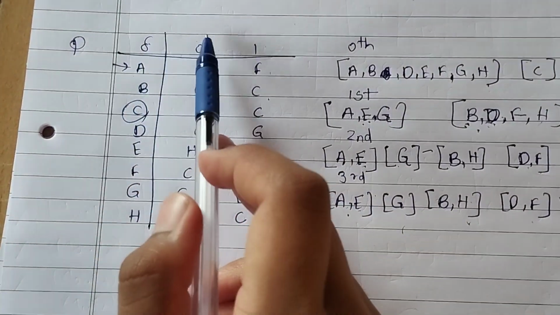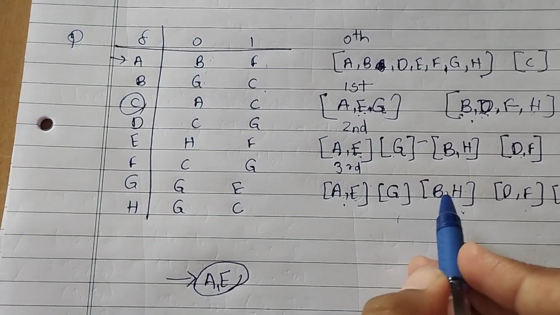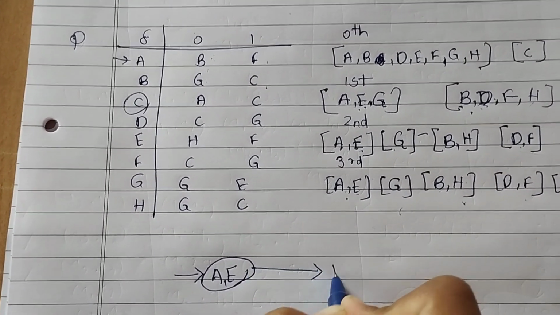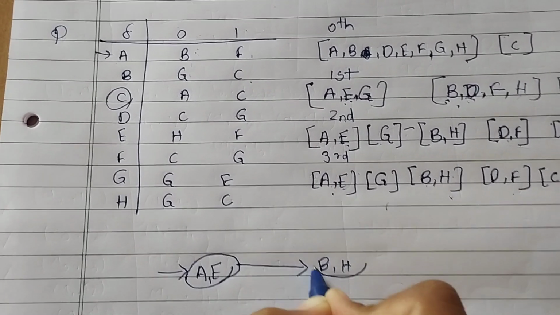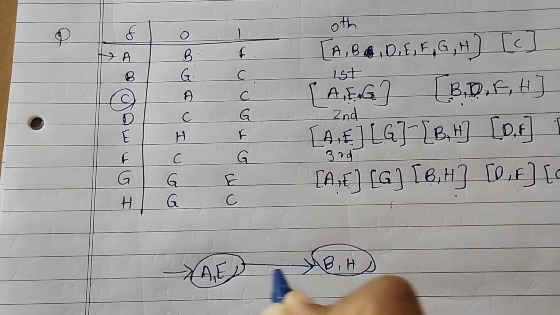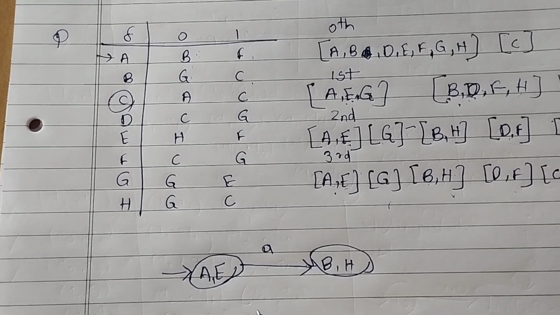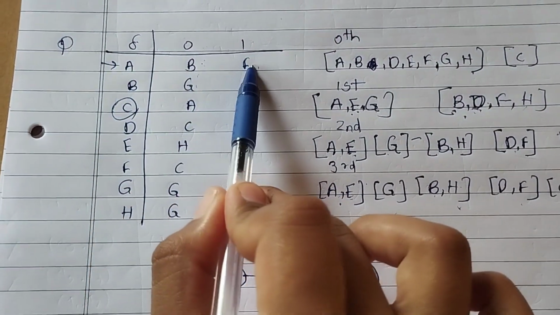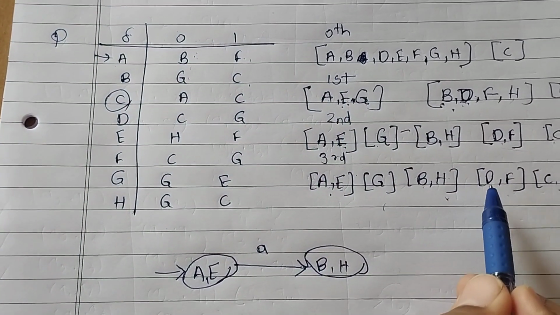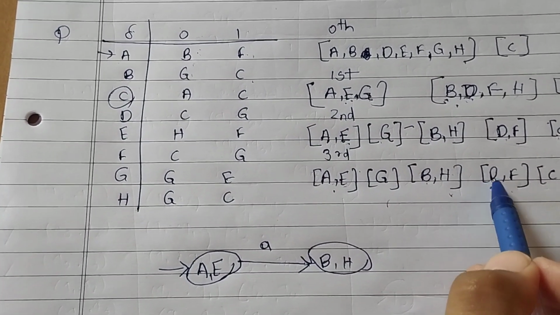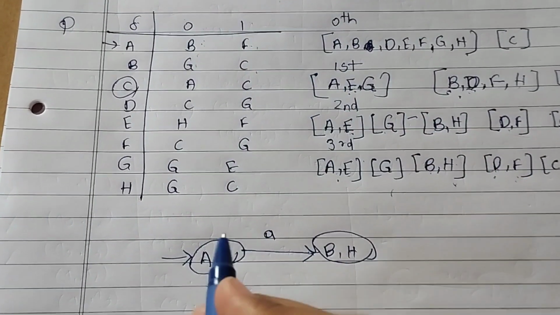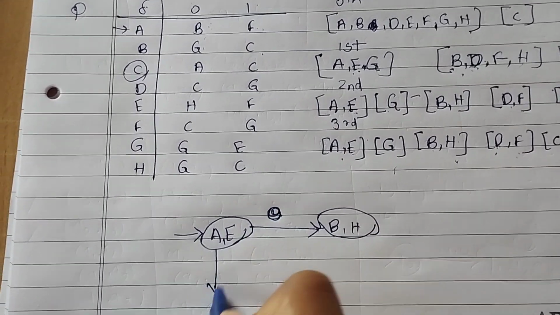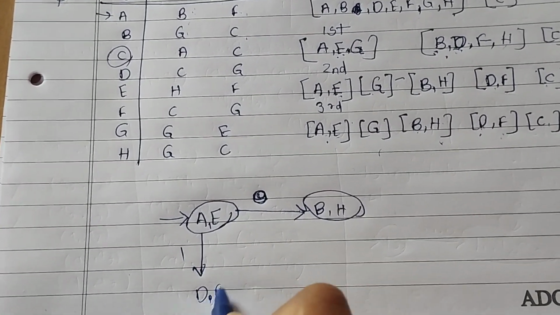Now A reads 0 in B. So B is paired with H. So we write here BH, B and H. We write all the pairs, and here it reads A. Now A reads 1 in F, and F is paired with D. So D and F read 1. So we write here: this reads 0 and this reads 1. DF.